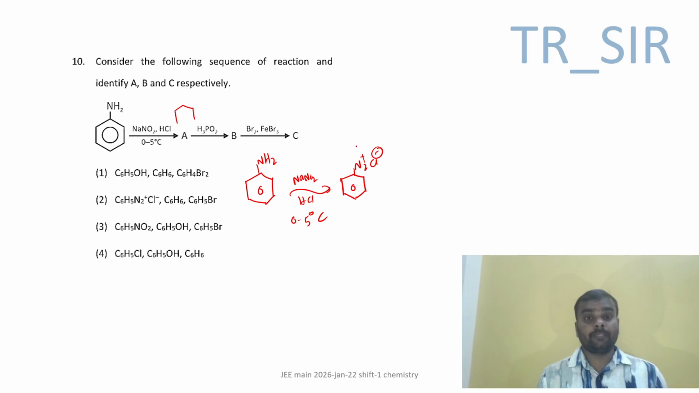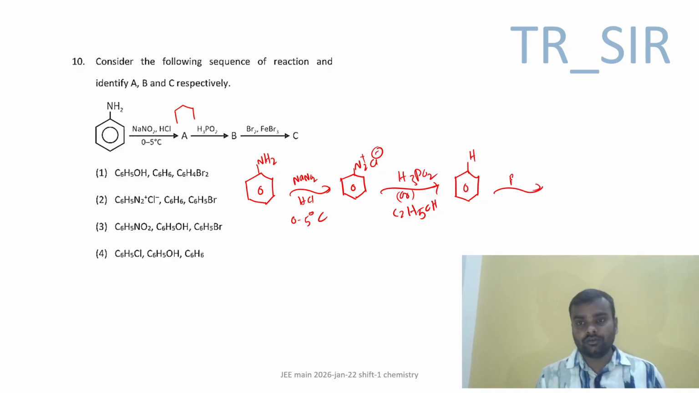Diazonium chloride is forming. Now, after this, you are adding a reducing agent. We can add ethanol here also, C2H5OH; if they give ethanol, the same answer will come. Benzene will come here.